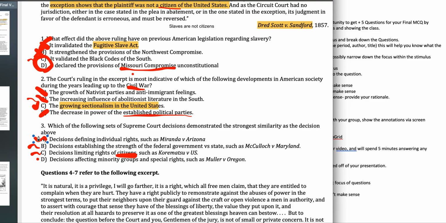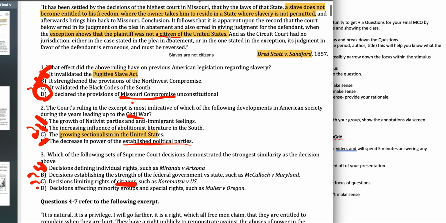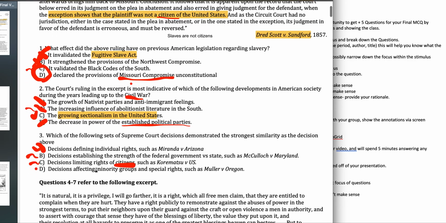So I'm actually going to slash this one out right now. Okay. Decisions establishing the strength of the federal government versus the state. Well, this has more to do with slavery and the issue of, again, citizenship, right? And so the decision limiting rights of citizens, I'm really liking this answer right here, and affecting minority groups.